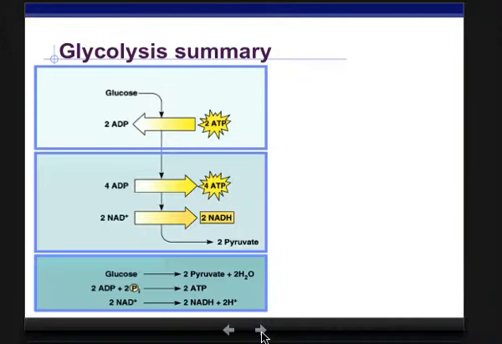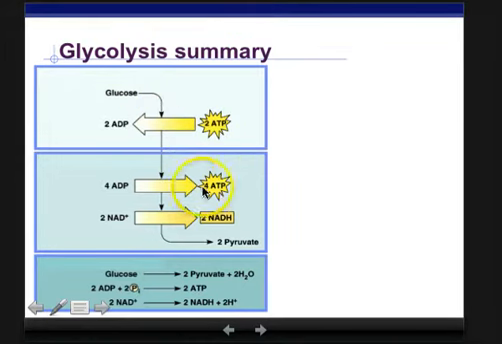Alright, so here's another way of looking at the glycolysis. Remember that glucose is a very, very stable molecule, and it needs some activation energy to break it apart. So we're going to phosphorylate it. That's why we're consuming some ATP in the beginning, because we're going to use that phosphate. We're going to phosphorylate the glucose. All right, so this is where we're using up 2 ATP.